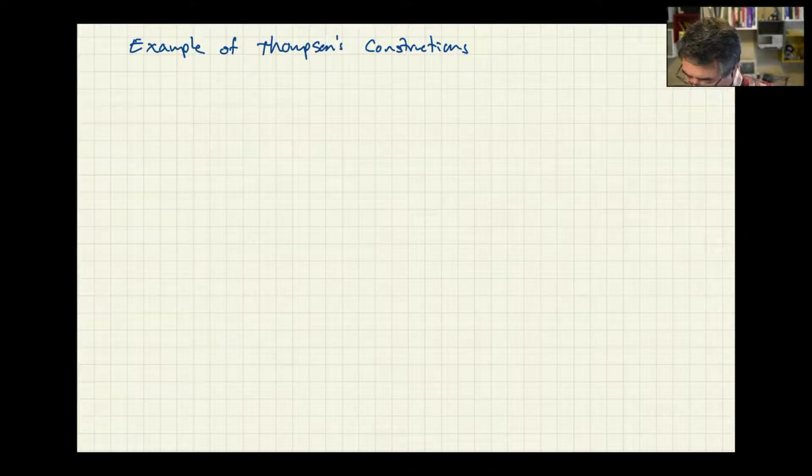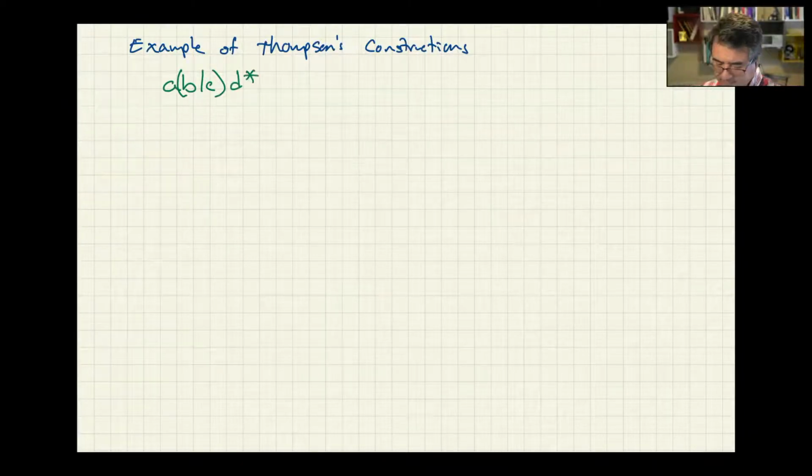Okay, so let's come up with a regular expression that we want to convert. Let's do A, B or C, followed by D star. So there's our regular expression we want to do. We're actually using all three constructions here. We've got sequencing, we've got alternation, and we've got the loop.